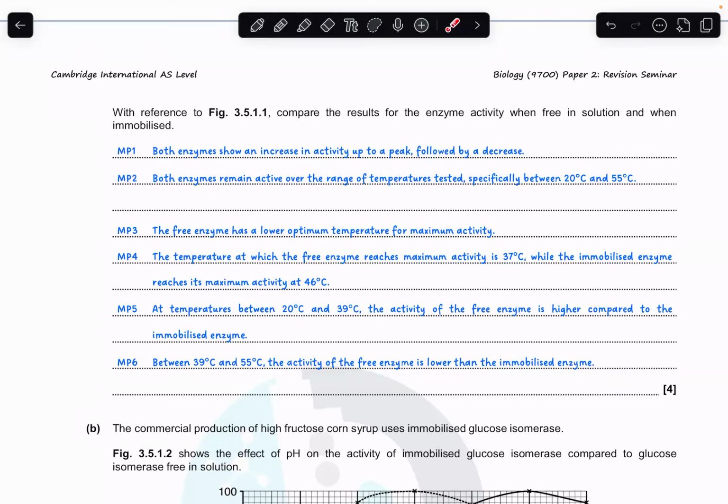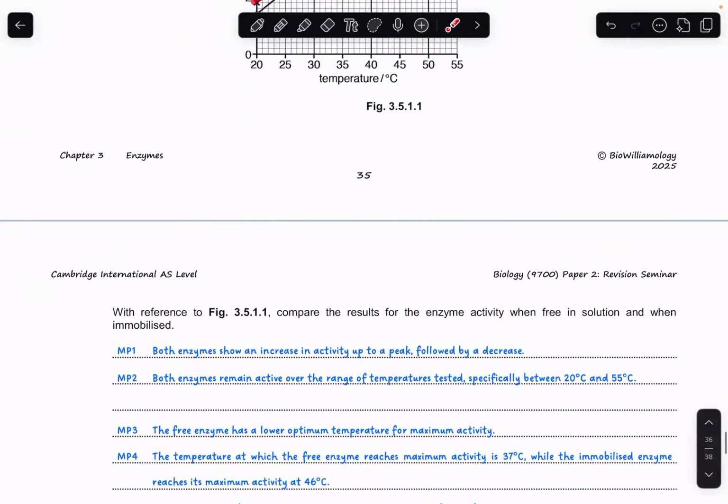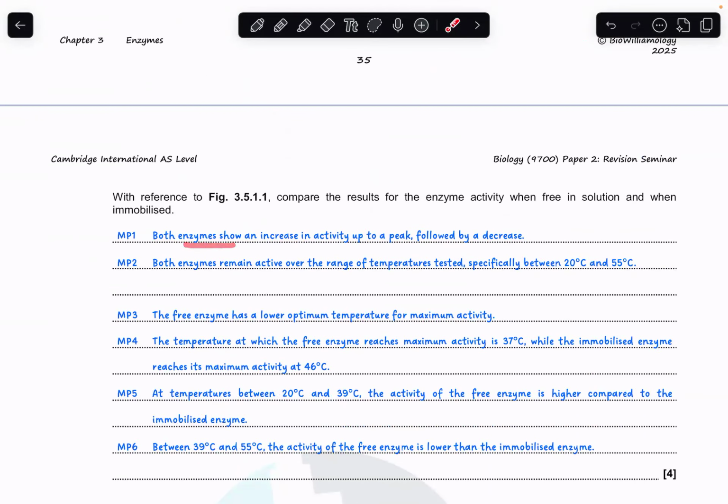So both enzymes show an increase in activity up to a peak followed by a decrease. Why? Because when you compare, we need to show the similarity. So what are the similarities in this case? Basically, you can see that both of them show an increase and then decreasing trend, right? So therefore, we say that both enzymes show an increase in activity up to a peak followed by a decrease. Okay, and both enzymes remain active over the range of the temperature tested, right? Specifically between 20 degrees Celsius and 55 degrees Celsius.